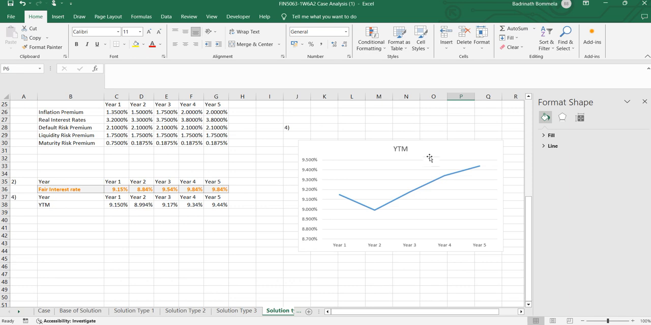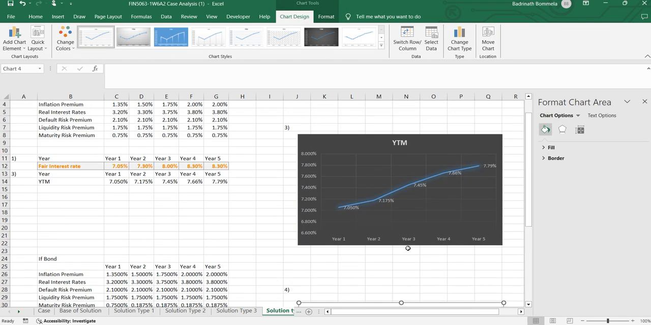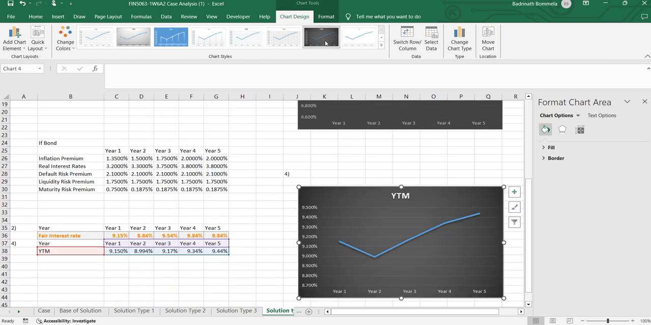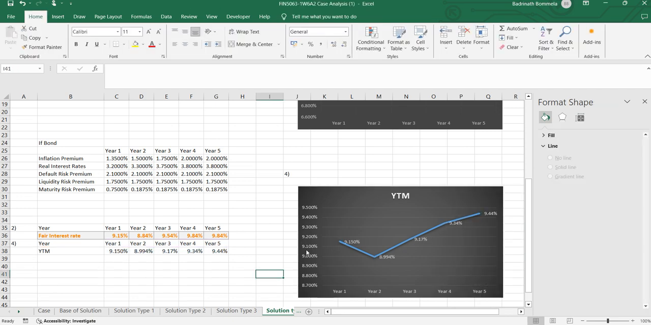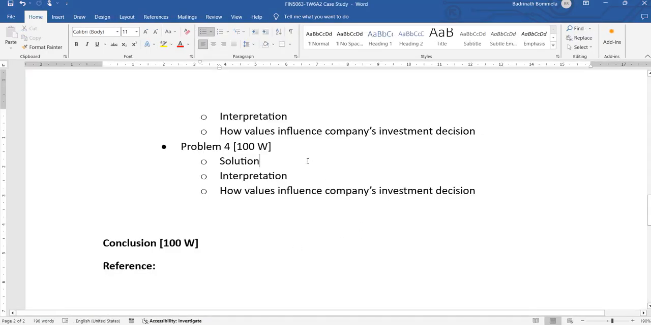Similarly, for the fourth question also, you modify the graph to a similar style, maybe like this, and add values to it. You are supposed to add values to it always. So add values and submit it here, interpret it, and explain the values.